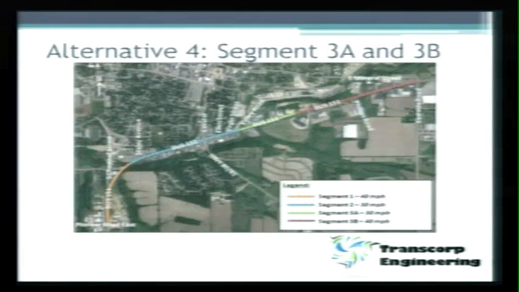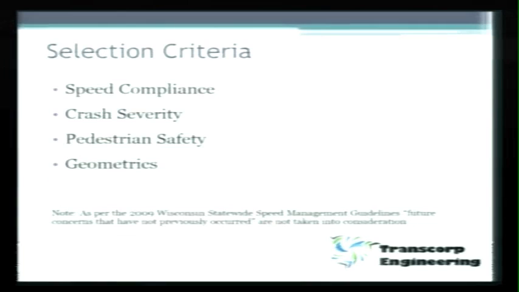And here's a full picture of what alternative 4 would look like. So segment 1 and 2 would still remain the same as the current posted speeds. It would just be segment 3 here that would be different.